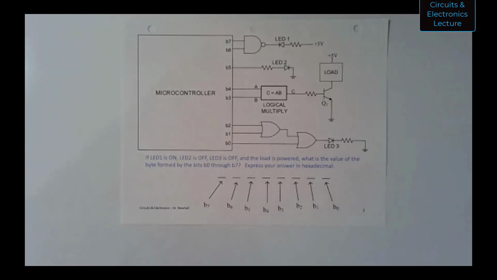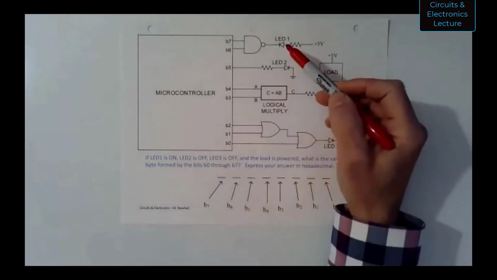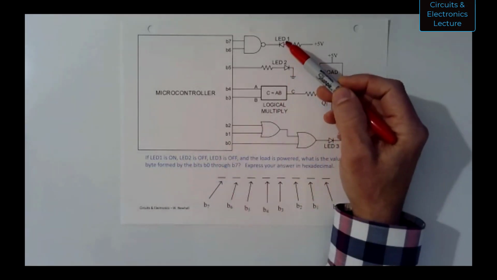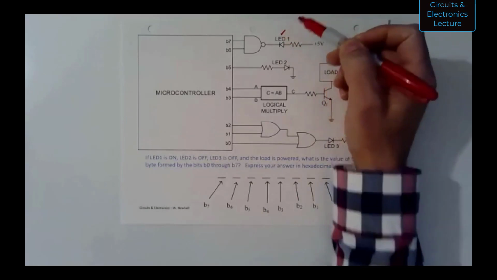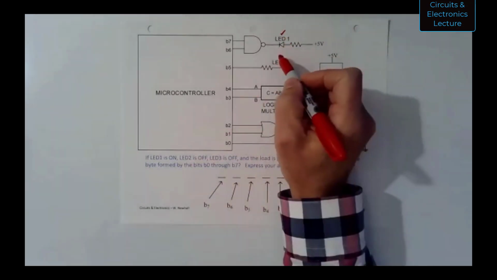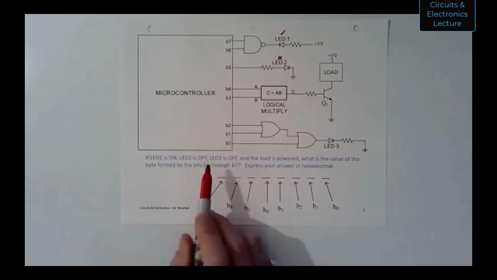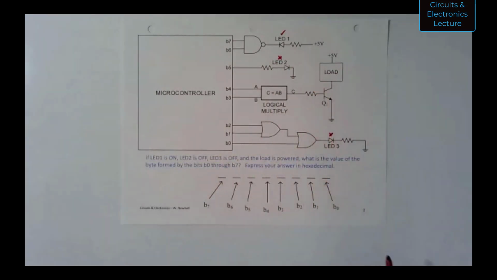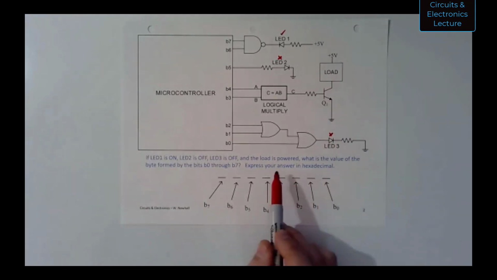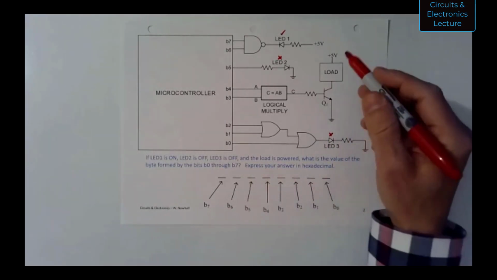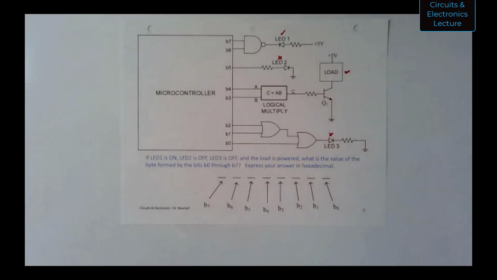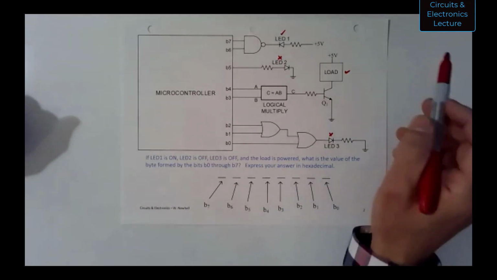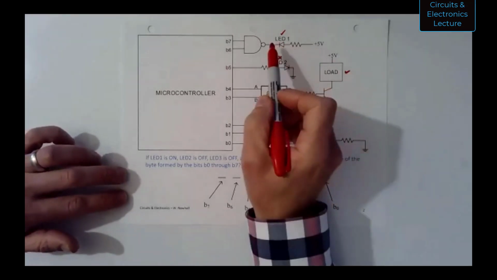Okay, so what I like to do here is first just identify, well, let's see, LED 1 is on, right? I'll put a check mark there. LED 2 is off, and we're just going to put an X there. LED 3 is off, put an X there. And the load is powered, so I have current running through that load. Let's figure out what the conditions are to make this happen.